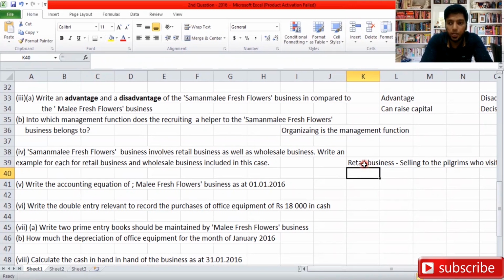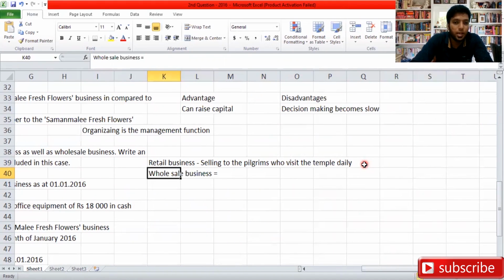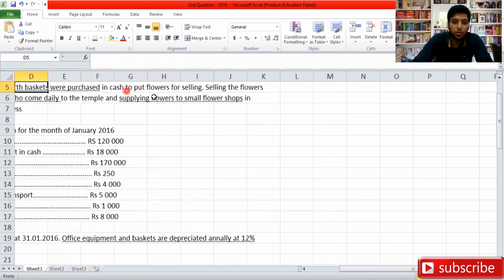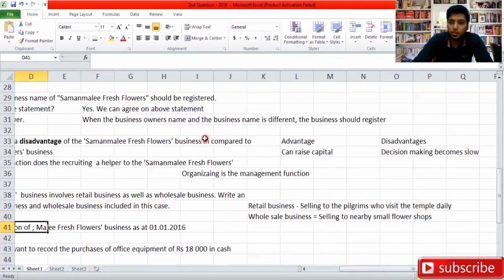Then we have wholesale business. For whom do we sell in wholesale business? I might remind you guys, wholesale business is selling to the nearby shops, selling to nearby small flower shops. That's what they have given in the case study. Now, if you go to the question, you might see supplying flowers to small flower shops nearby. So that's also another reason we can consider it as wholesale business.